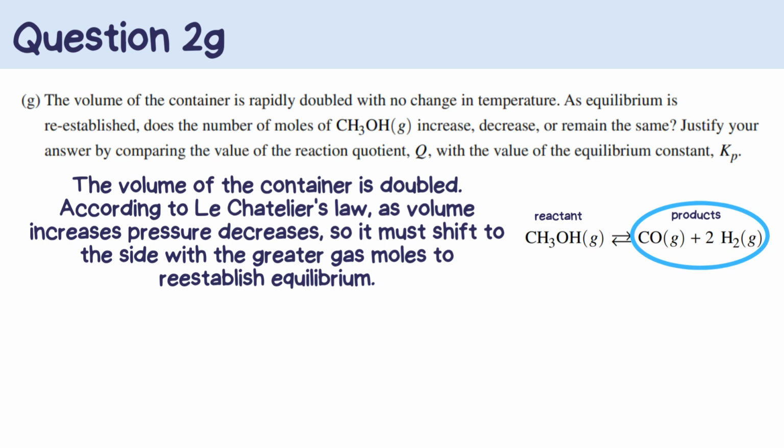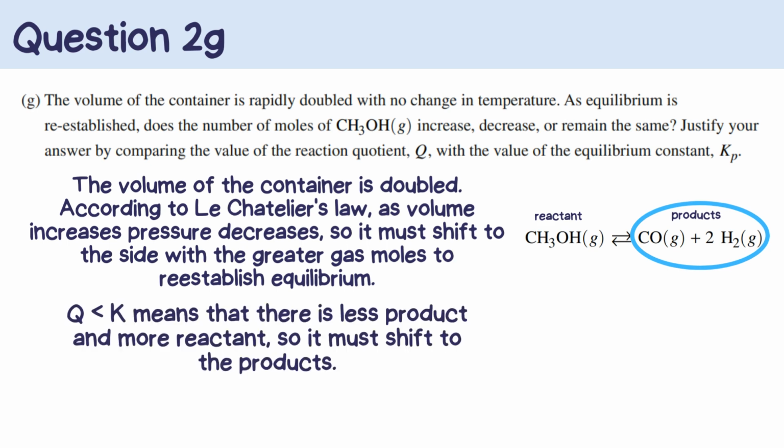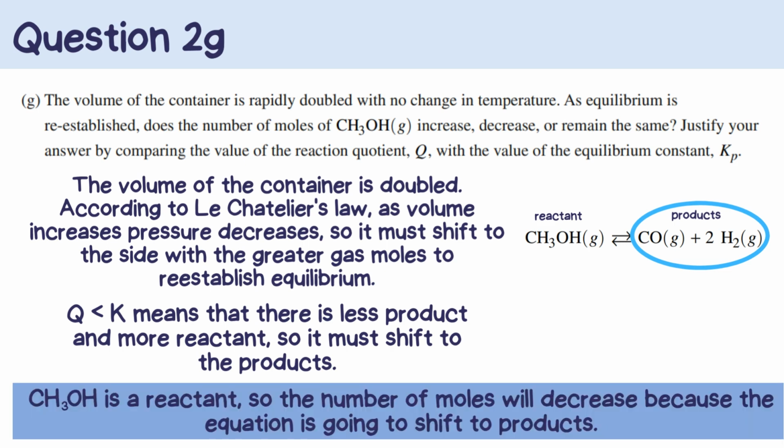And since we have to justify this using Q and K, well then Q must be less than K, because since there is less product and more reactant, it must shift to the product side, which will eventually bring it back to equilibrium. While doing that, since methanol is a reactant, it will decrease while the equation is shifting to the product side, and that's going to be our answer.